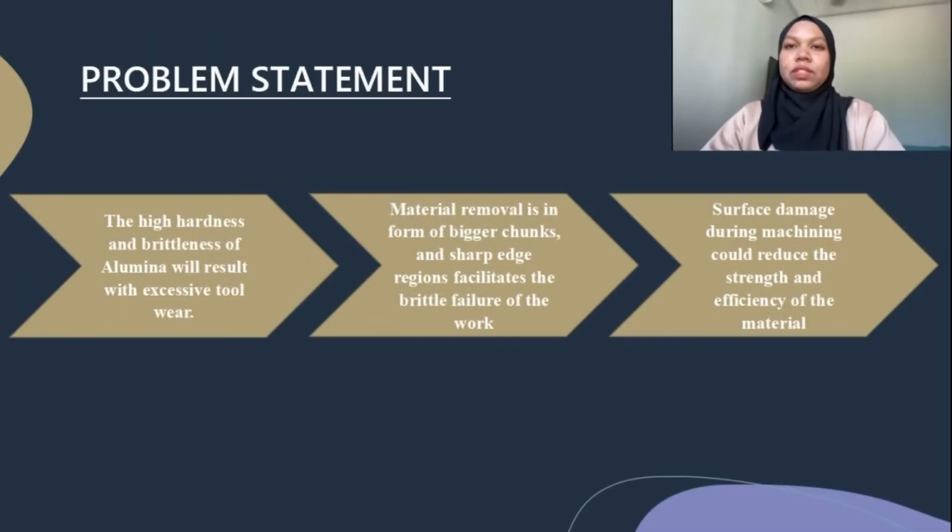The main issue in the machining of alumina using conventional methods is that it will result in defects and excessive tool wear because of the high hardness and brittleness. Moreover, the material removal is in the form of bigger chunks, and sharp-edged regions facilitate the brittle failure of the work. The surface damage during machining of ceramics caused by these techniques could reduce the strength and efficiency of the material. Consequently, the crucial phase in manufacturing the ceramic material is to machine the material with excellent quality.